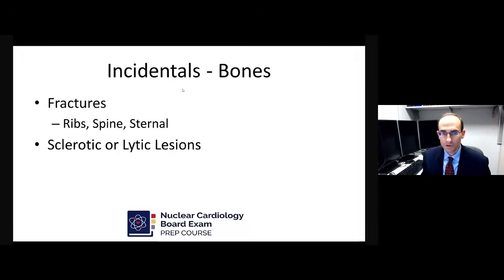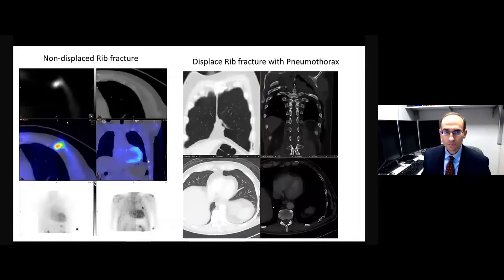Incidental findings in the bones. The most common things that we're going to see are fractures, either in the ribs, in the spine, or sternal lesions. But occasionally you will see sclerotic or lytic lesions, and so you need to know how to handle those and what they look like. So this is a really good case of a PYP study with a rib fracture.